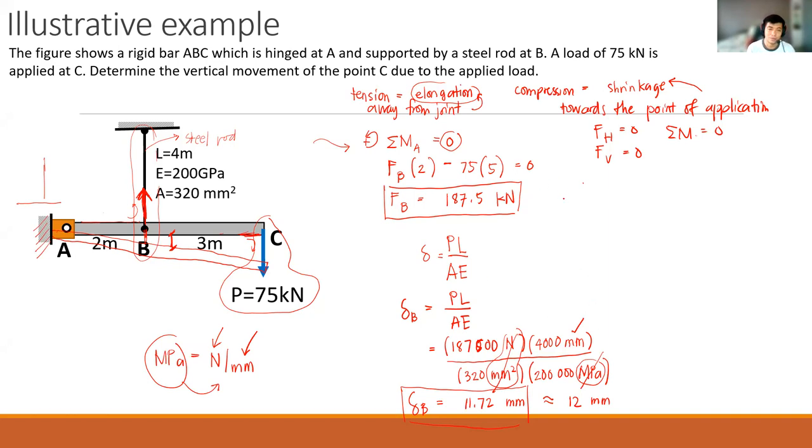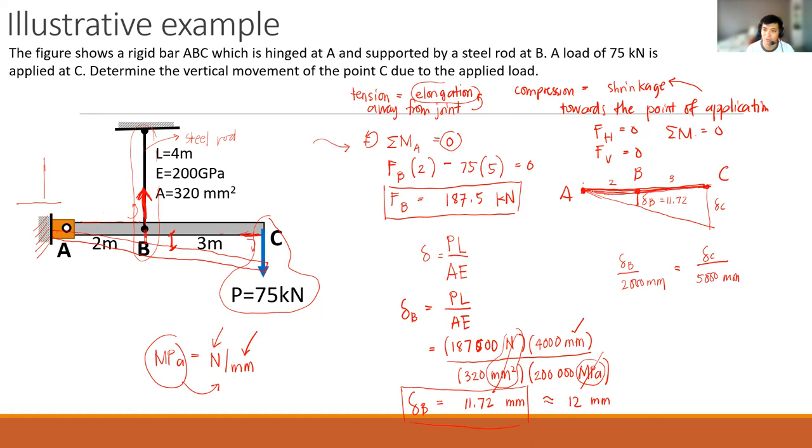Okay, so next is we're going to create a ratio and proportion. So again, if you try to draw a triangle, pasensya na kayo sa drawing ah. So let's say this is point A, then this is point B, then this is point C. Then let's say this is the deflection. So let's say this is delta B and delta C. So 2 meters, 3 meters, then the deflection is 11.72. So by ratio and proportion, we can say that the deflection at B all over the length, which is 2 meters, so let's say it's 2,000 millimeters, is equal to the deflection at C all over 5,000 millimeters. So of course it's 5,000 because it's coming from A, diba?